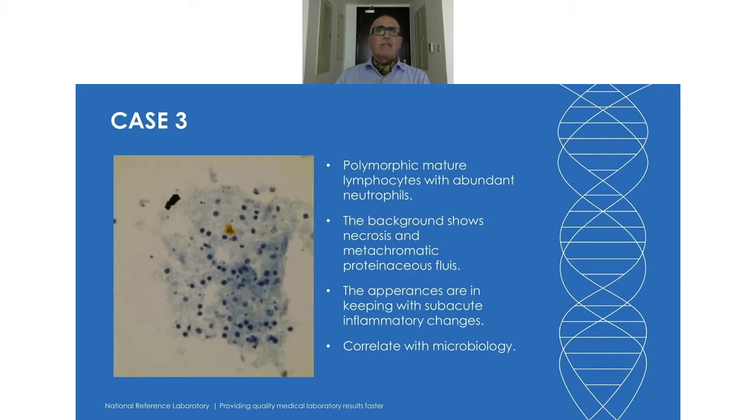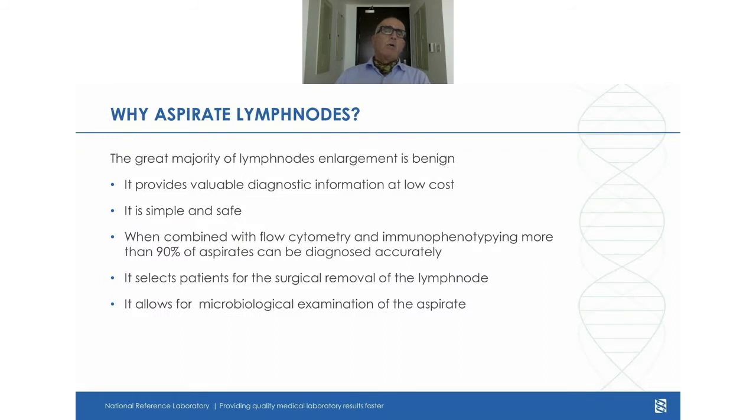So, summarizing, it was polymorphic mature lymphocytes with abundant neutrophils, some debris, you probably we are wrong in calling it necrosis, but it's more debris, and metachromatic proteinaceous fluid. So we thought about subacute inflammatory changes, possibly affecting the salivary gland, because we interpreted the larger nuclei possibly as being of acinar origin, and to correlate the findings with the microbiology. So the clinicians thought they had aspirated a lymph node.